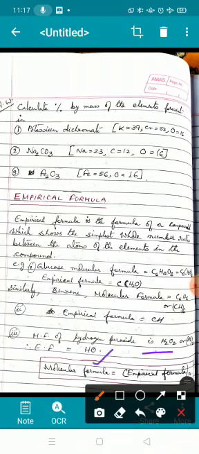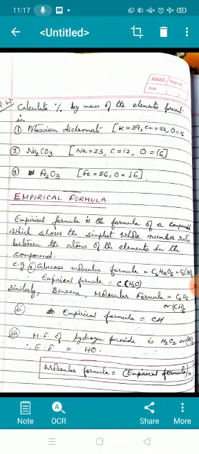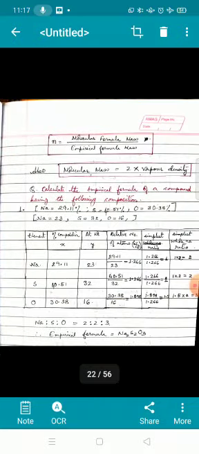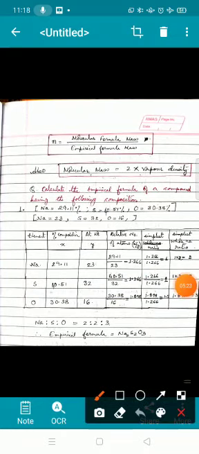So molecular formula and empirical formula possess a relation. You can see here empirical formula is equal to molecular formula into n times, and this n we write as a subscript outside the bracket. Now how do you calculate n? N equal to molecular formula mass divided by empirical formula mass.